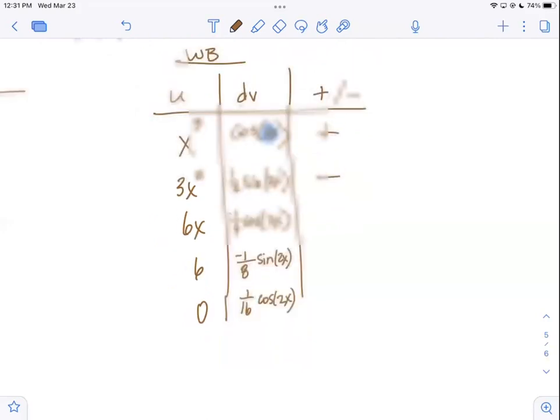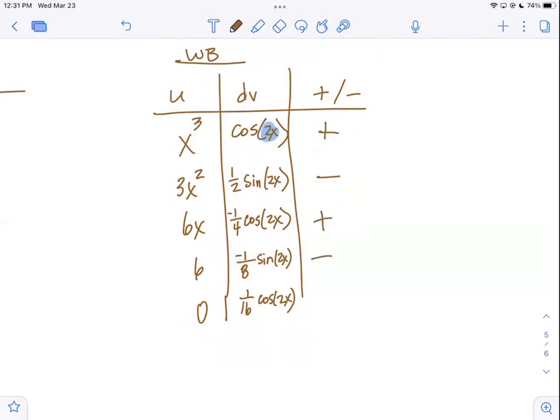Oh, and by the way, I forgot to do my plus minus along the way. No big deal. Just alternate. Plus minus, plus minus, plus. Always start with a positive.